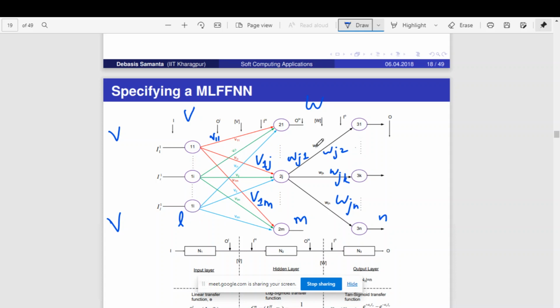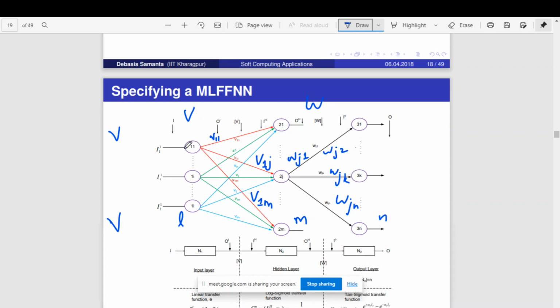L neurons. What is the number of neurons in the hidden layer? M. In the output layer? N. So what is the size of this V? V is basically a matrix. This V represents all the weights that are connecting between the input layer and the hidden layer. So what should be its size? That's what I'm asking.